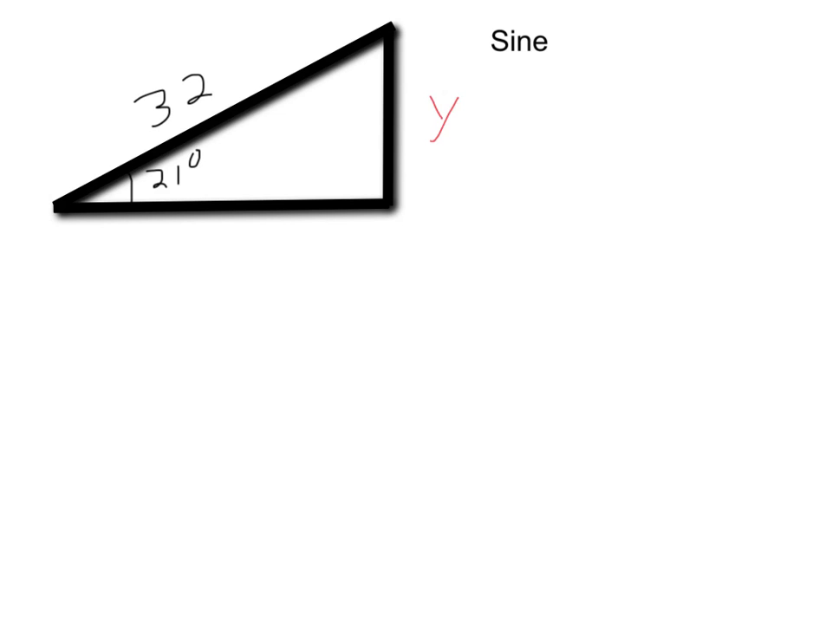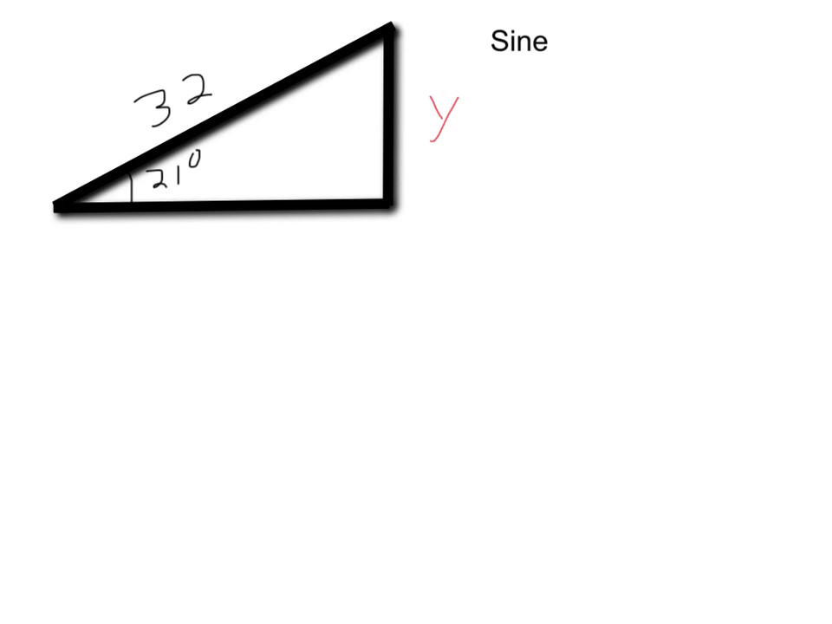Hey guys, let's do a quick trig review. So here I have a triangle, right? The hypotenuse I have at 32, angle of 21 degrees, and I want to find y there in red. That's the opposite side. Whenever you're looking for the opposite, so you have an angle, an opposite, and hypotenuse, I would want to use sine.